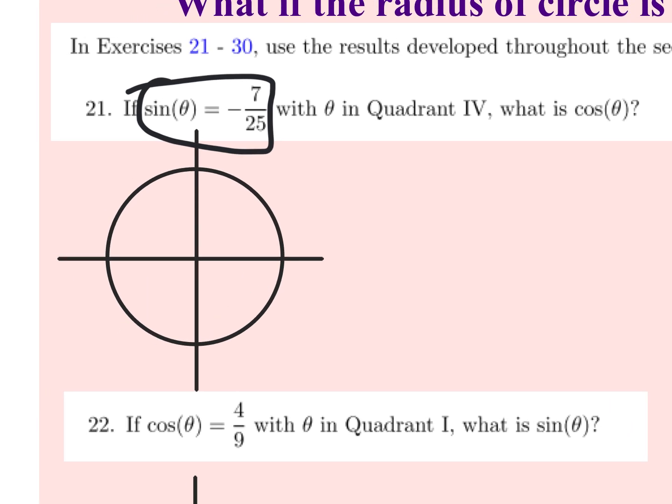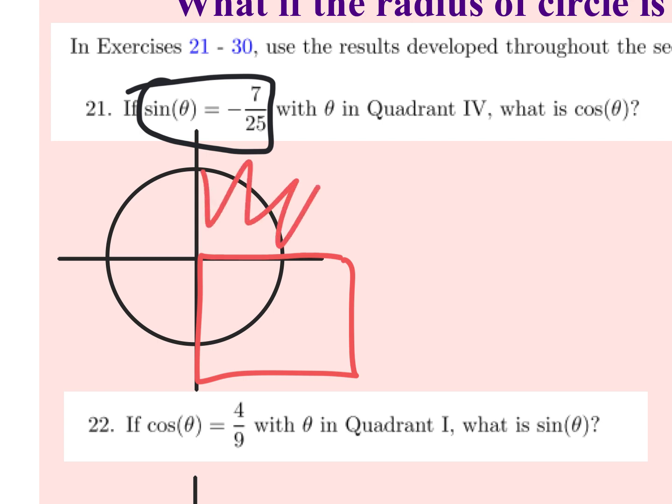I know where that one is. Do you guys know that quadrant 4 is right there? So I'm going to get rid of all the rest of them. I'm just going to cross them out. I know they've zeroed me in on this quadrant. That's where it is.